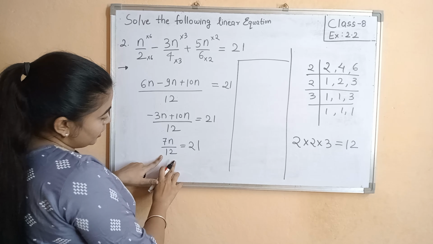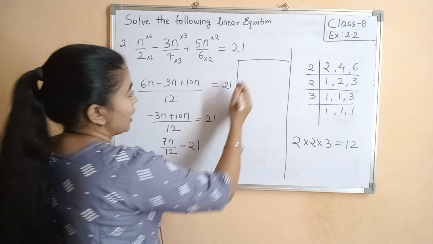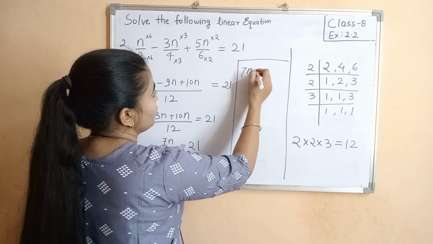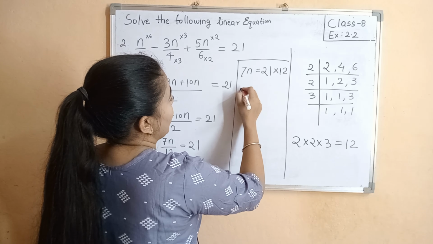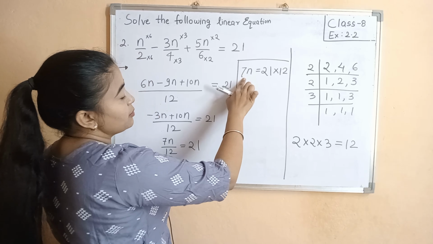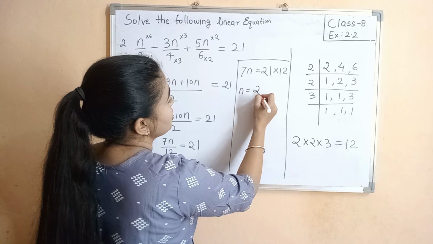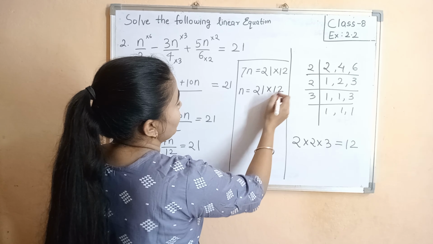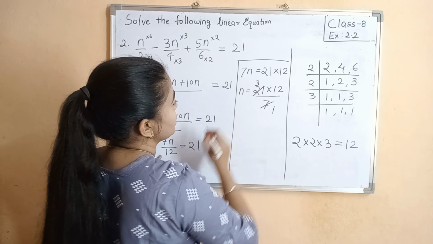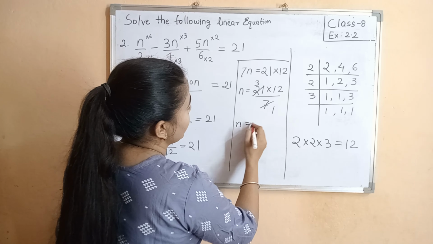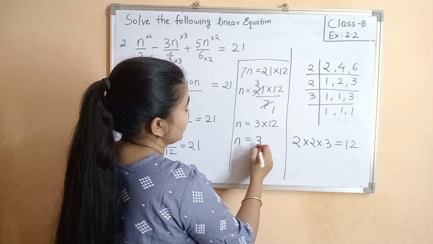So here 12 is in the denominator, it means it is in division. Transferring it to the other side, it will become multiplication. So 7n equals 21 into 12, and n equals, here 7 is in multiplication with n. By transferring it, it will become the denominator. So 21 by 7: 7 one time, 7 threes are 21. So n equals 3 into 12. Then n equals 36.